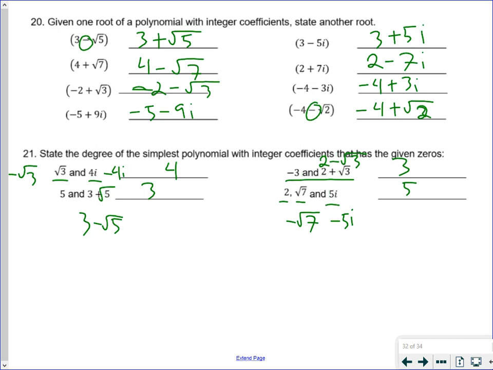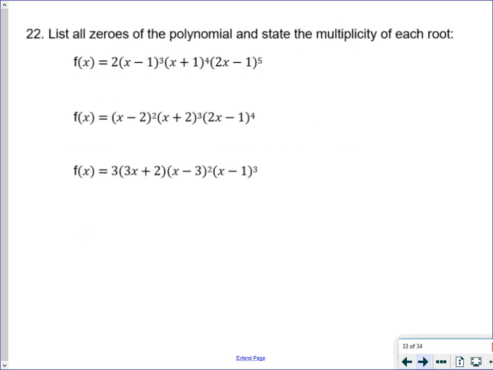All right? And last, let's go over number 22. They're asking us to list all zeros of the polynomial and state the multiplicity of each root. Remember, the multiplicity just means how many times that zero happens. For the first one, we have 2 times x minus 1 cubed times x plus 1 to the 4th power times 2x minus 1 to the 5th power. So we're going to set each factor equal to 0 and find our zeros first.